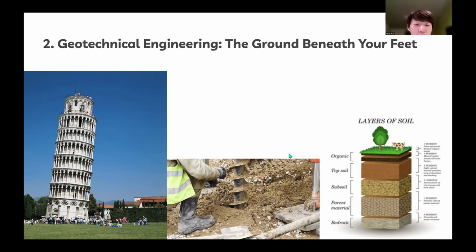Here is the Leaning Tower of Pisa, shown on the left. It is leaning because of differential settlement. The soil on one side was weaker and compressed more. This is exactly the kind of problem geotechnical engineers are hired to predict and prevent.